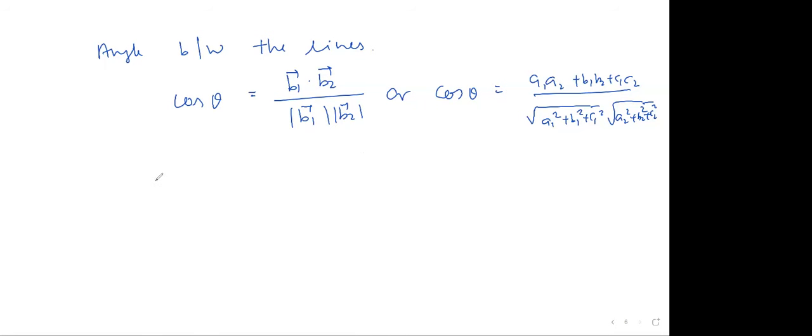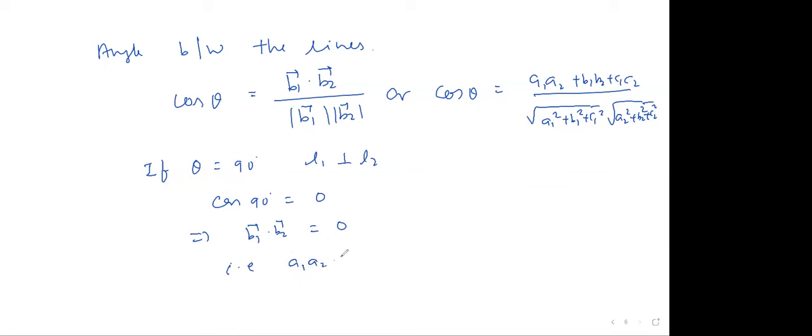Now if theta is 90 degrees, that means both the lines are perpendicular to each other, L1 perpendicular to L2. In that case, what is cos 90? It is 0. That means b1 dot b2 will be 0, that is, in Cartesian form a1 a2 plus b1 b2 plus c1 c2 will be 0.